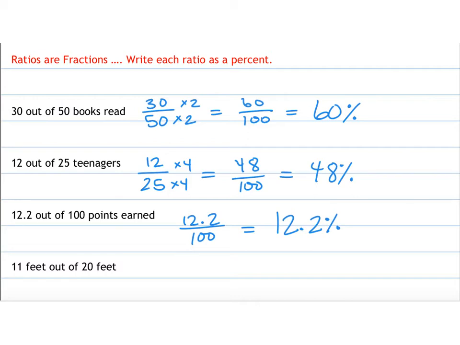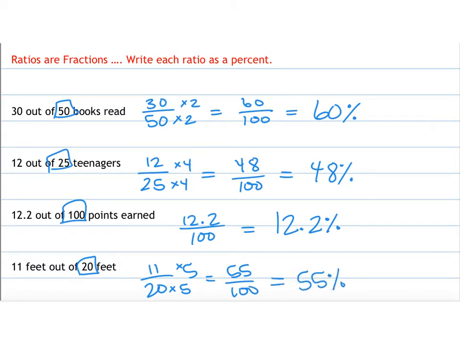11 feet out of 20 feet. Well, 11 out of 20. The first number, that's our numerator if you've noticed, because the bottom is our total. These are all of our totals. Okay, so those are the denominator. Now multiply by 5 to get to 100. 55 out of 100, which is 55%. Just drop the denominator, and that becomes your percent.